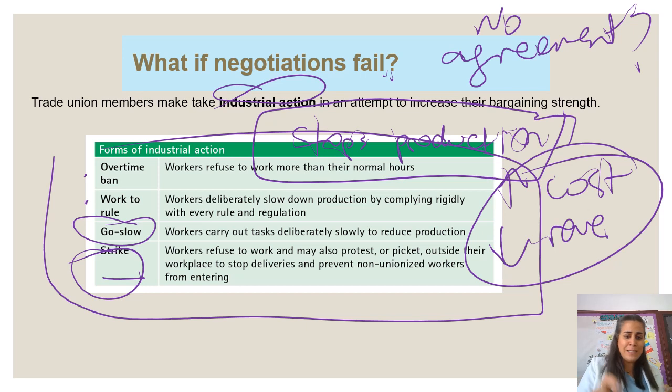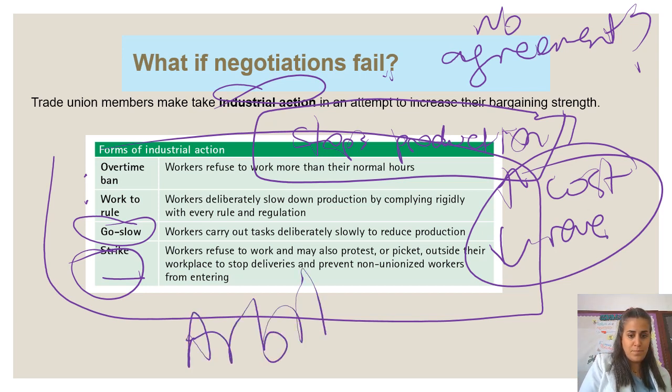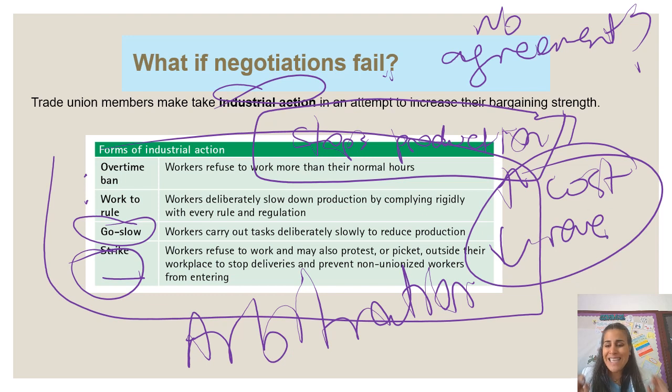What happens is arbitration. Arbitration may be necessary to settle industrial disputes or fights. This involves employers and unions agreeing to let an independent referee, usually someone from the government or a lawyer, help them settle this industrial dispute. So here, what will happen is they will reach a compromise.